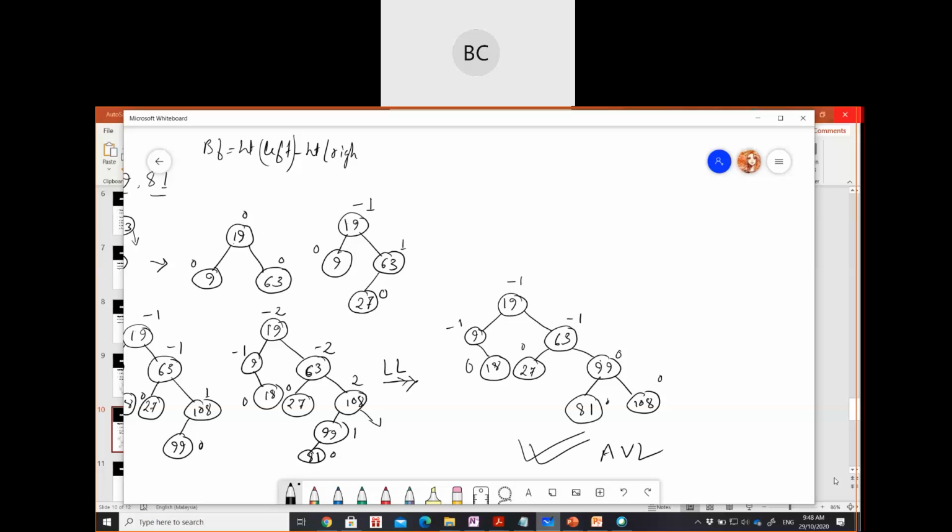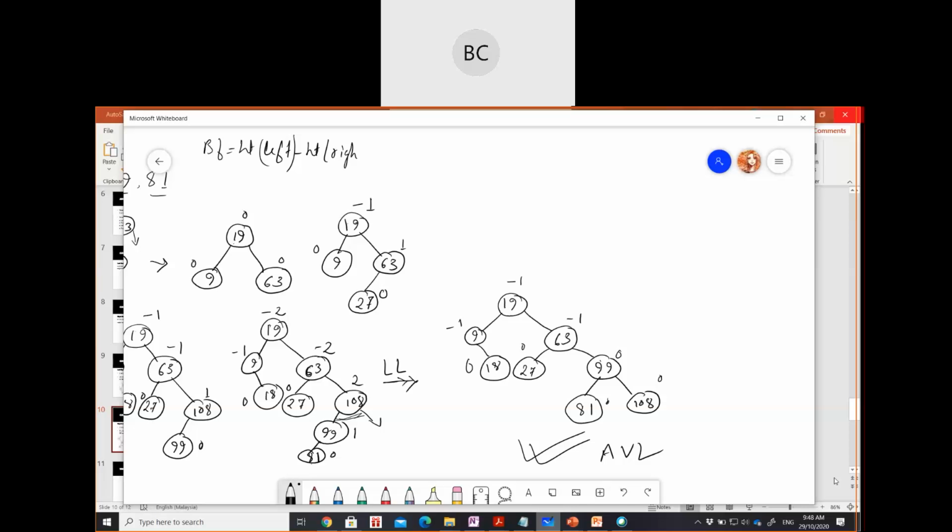Okay, this is our required one. So is it clear? No, it's not left right rotation. It is simple LL rotation. Why? Because we have added the node into the left subtree of this left node. Imbalance, first imbalance is at this level 108. So 81 is added to the left of left. So it's a LL rotation. Okay.